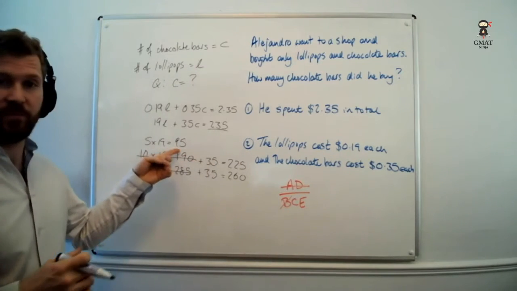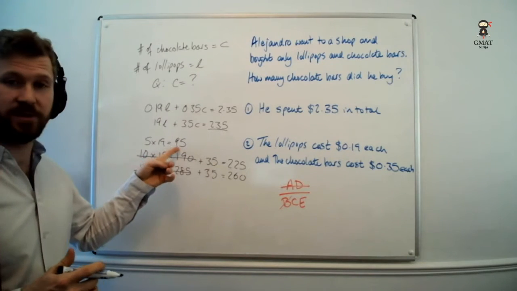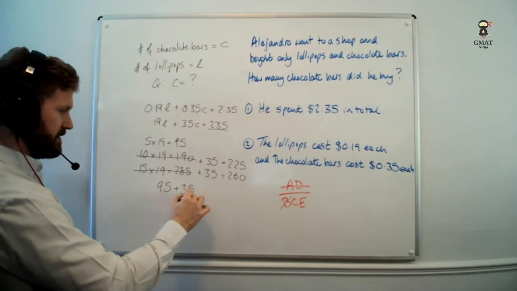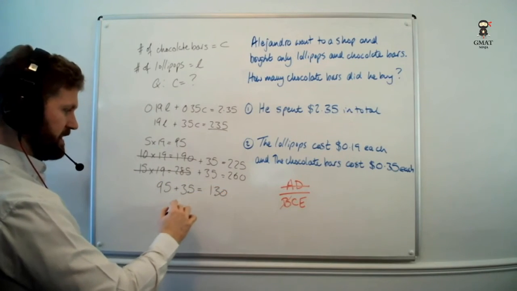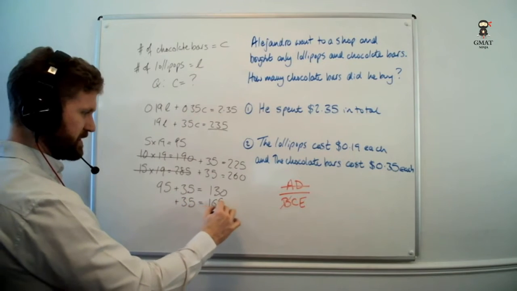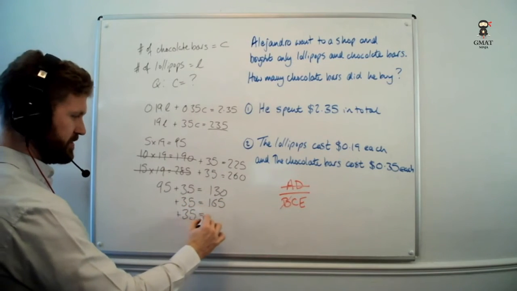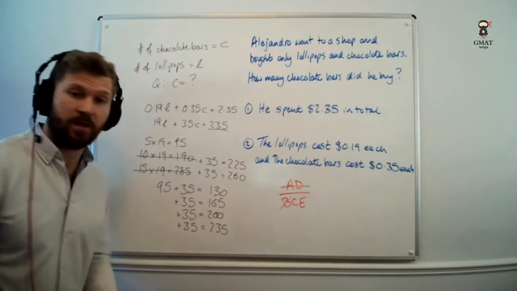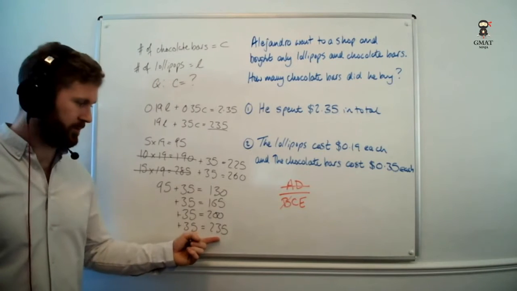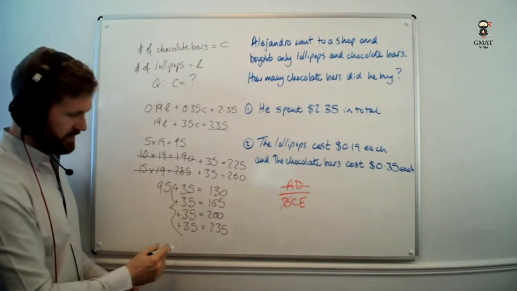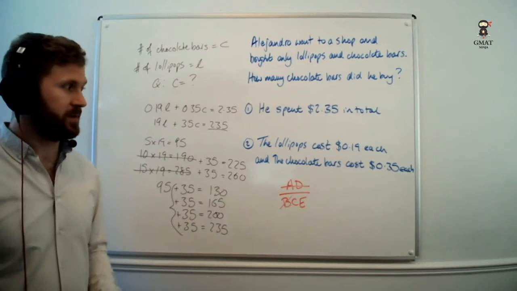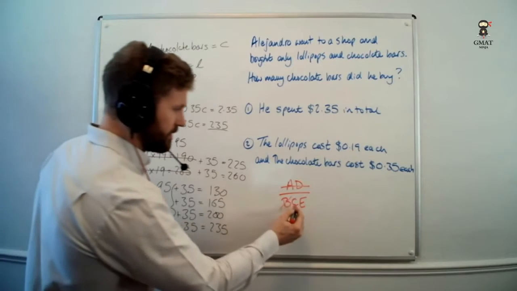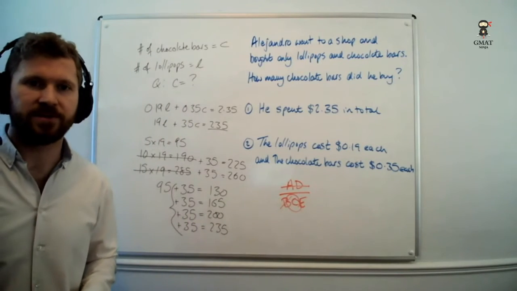All right, final check. We're just going to add on 35 cents onto the 95 and see if we hit that $2.35. So 95 plus 35 once would give us $1.30. Add on another, $1.65. We're getting closer. And we're there. It hit the $2.35 that we were looking for. And we can tell from that Alejandro bought 4 chocolate bars. So the information from number 1 and number 2 together is sufficient, and so our answer is C.